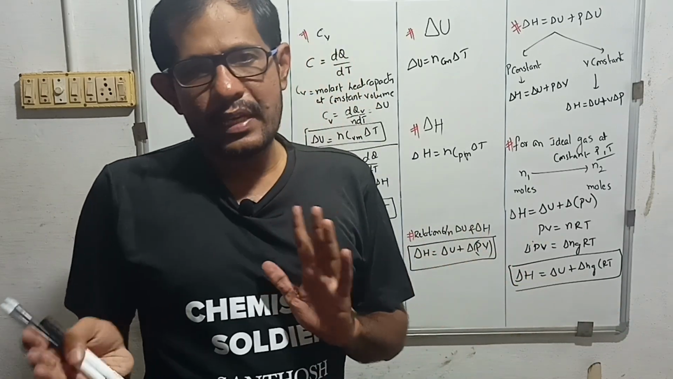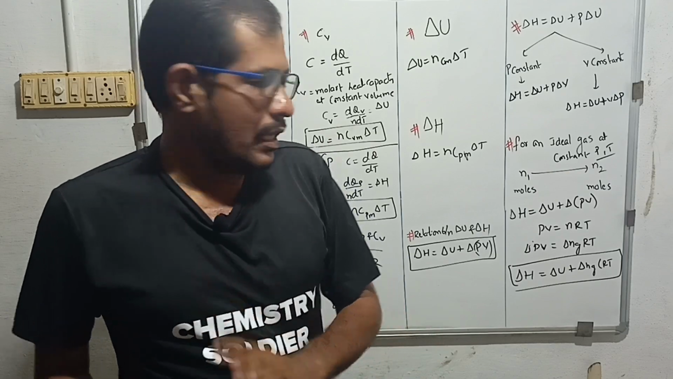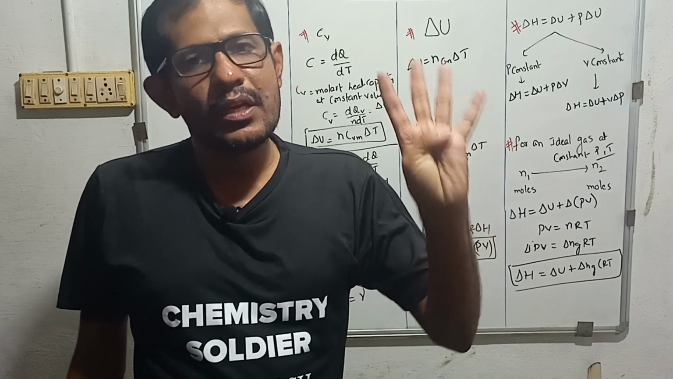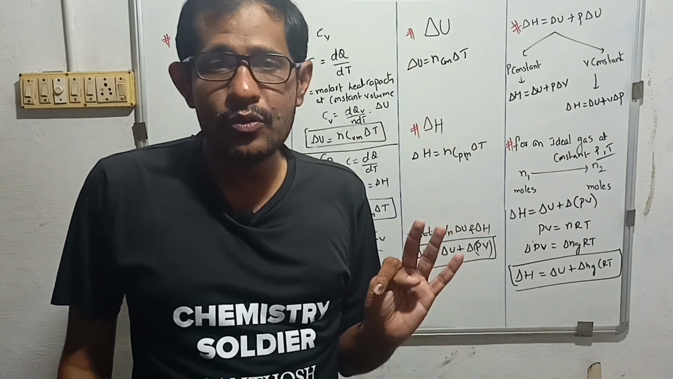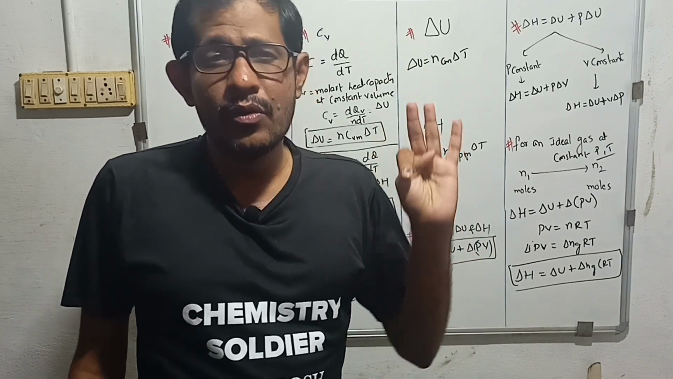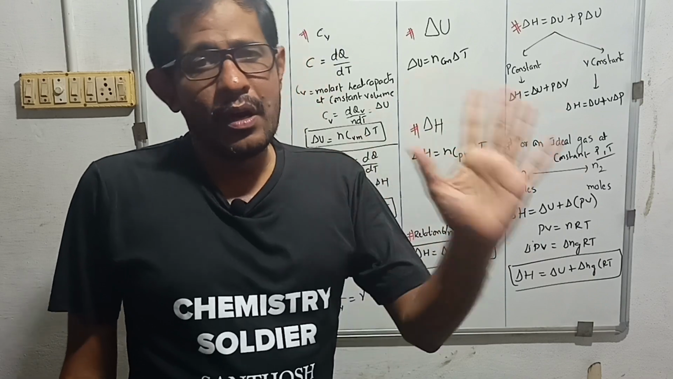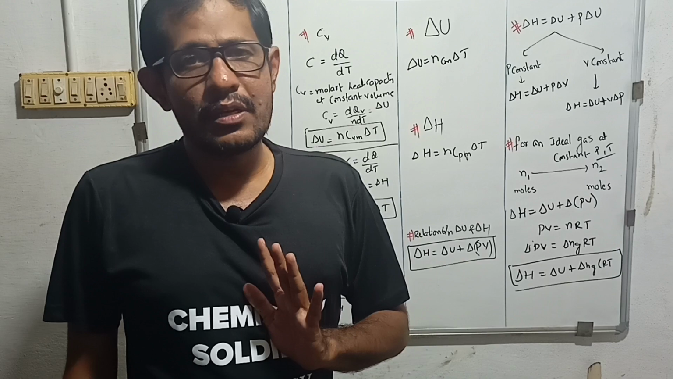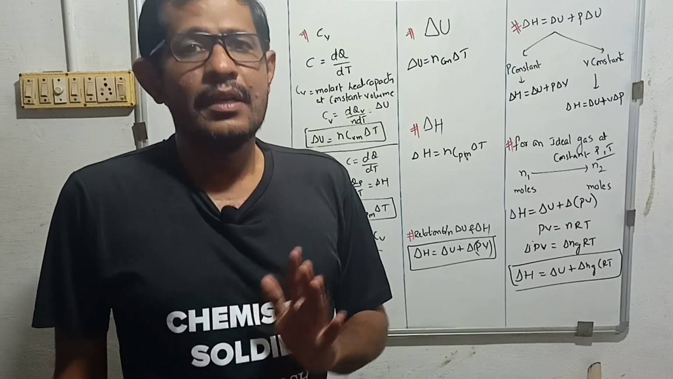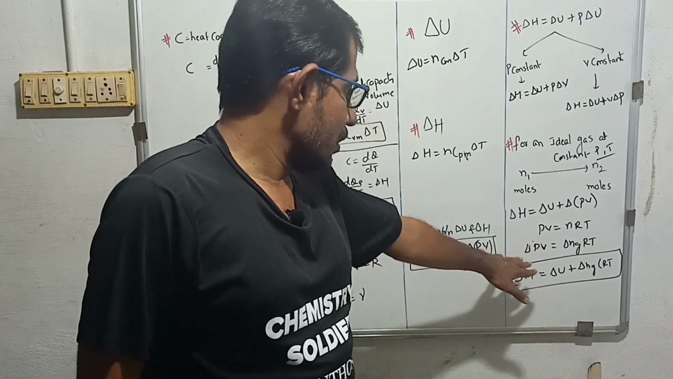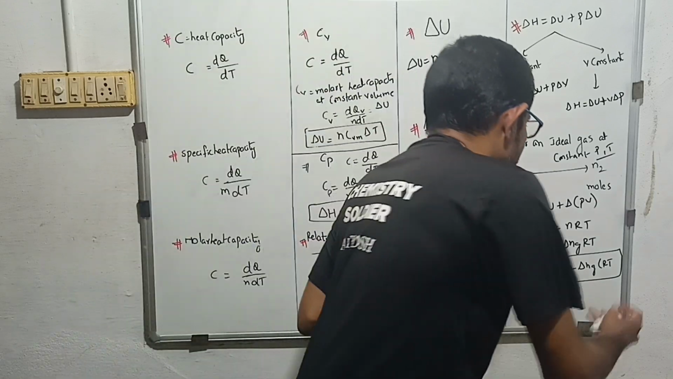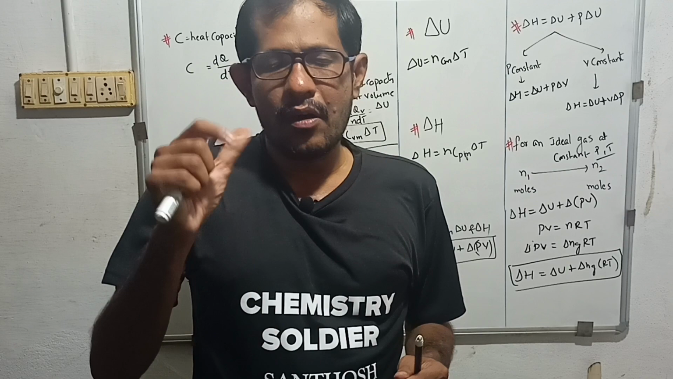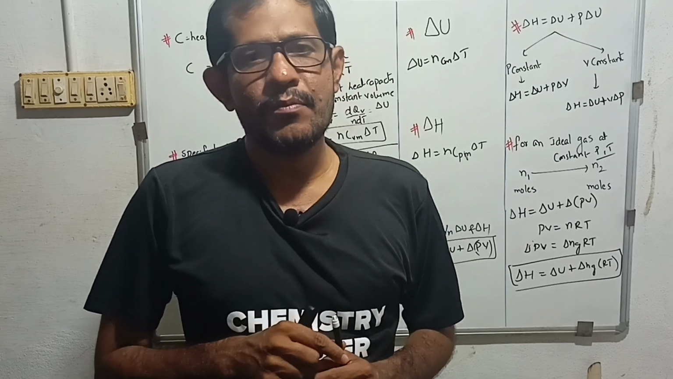He will give the change in the moles of the gas, and he will ask you to calculate delta H. He will give the delta U value, the constant temperature value, and the R value, the universal gas constant. Based on that, we need to calculate what is asked in the question by the examiner.